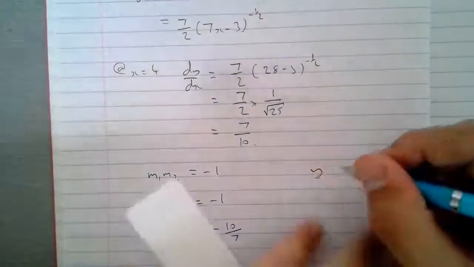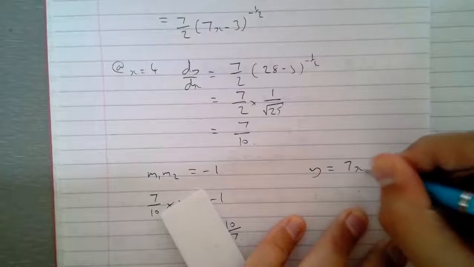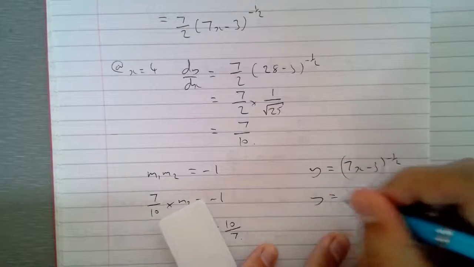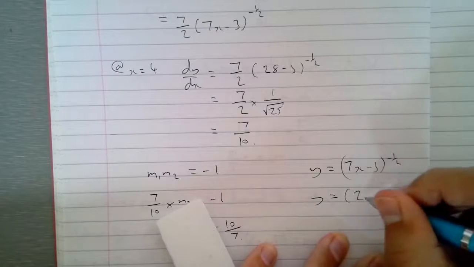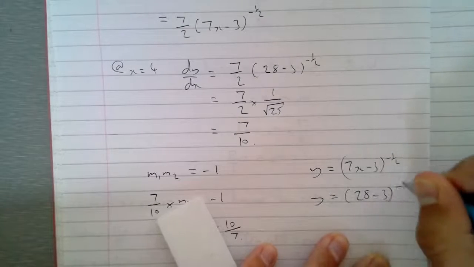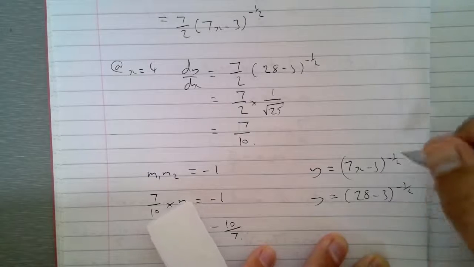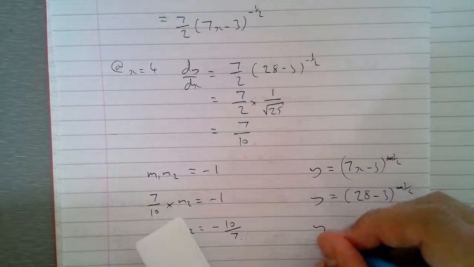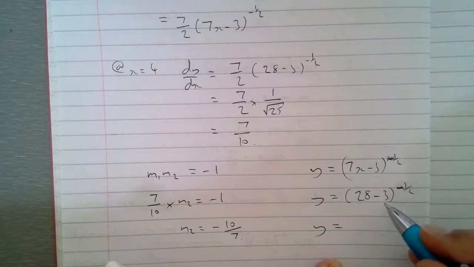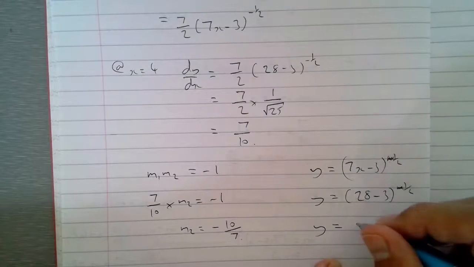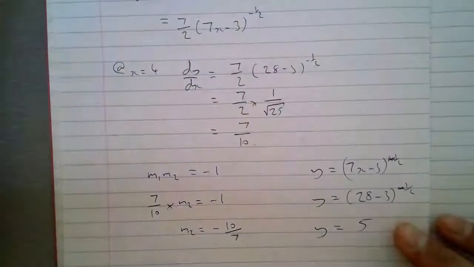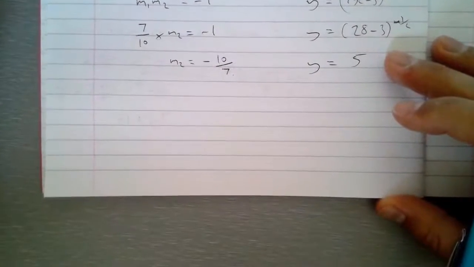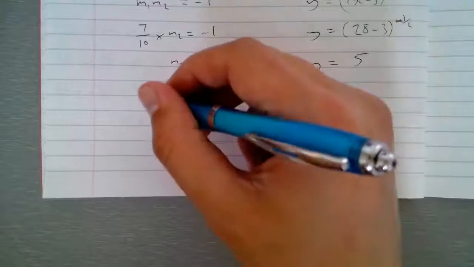We've got y is equal to (7x take away 3) to the half. If I stick 4 in there, I've got 28 minus 3 to the half. Try again, that should be a half, not minus a half. That's the equation of the line. And so 28 minus 3 is 25, 25 to the half is just 5. So I want to work out the equation of the normal. It goes through (4, 5), and the gradient's minus 10 over 7.